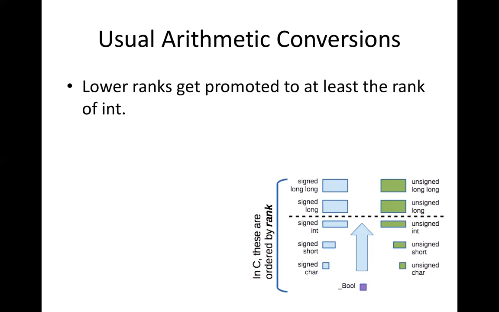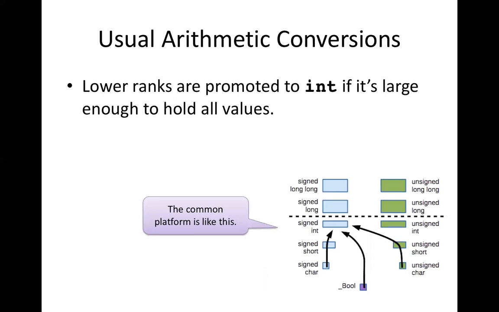You can still go back and store the result in a smaller type, but to actually do the mathematical operation, it'll use a type that's at least int in size. And that's what I'm trying to draw with this picture. If either of your operands, or both of them, are smaller than int, it'll convert them to at least int size before it does math with them.